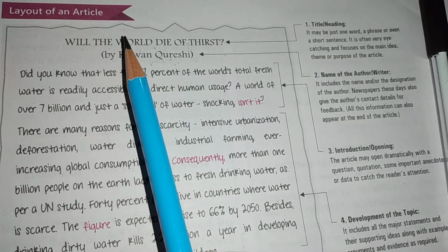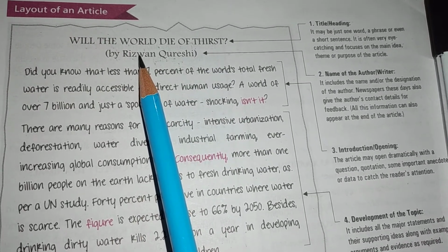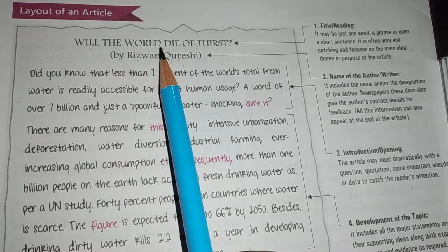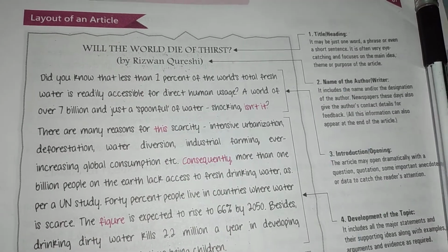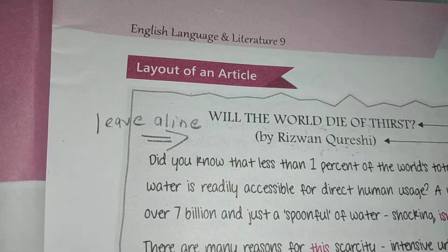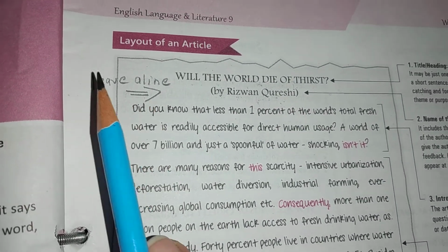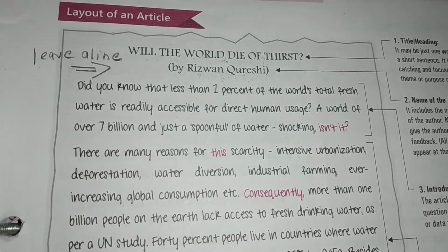Now when you write your heading, in the very next line you are supposed to write the byline in the center, as it is shown in this example. After writing the byline, you will leave a line. As you can see, for your convenience, I have drawn an arrow showing that you have to leave a line. Now let's begin with the content.